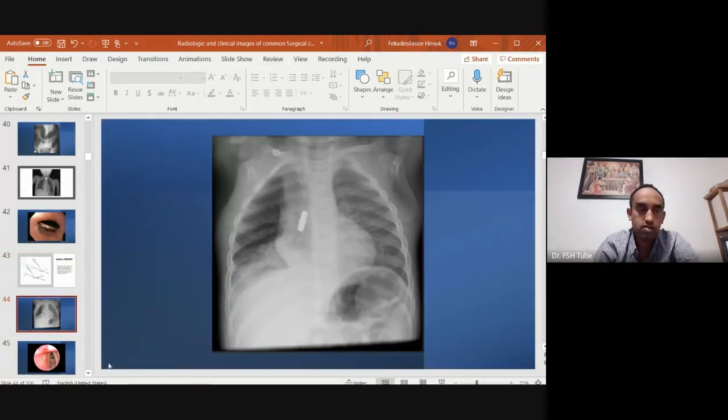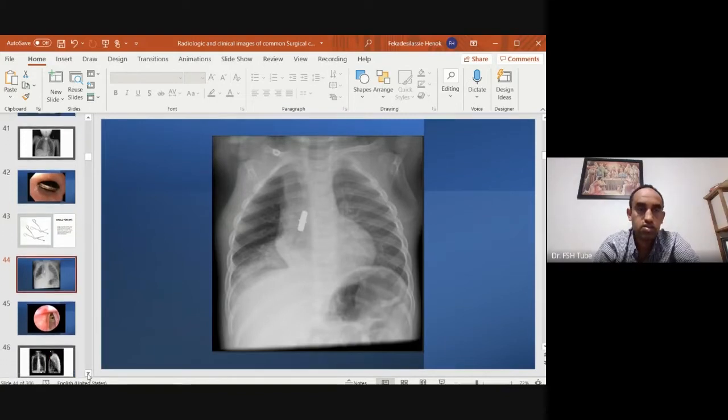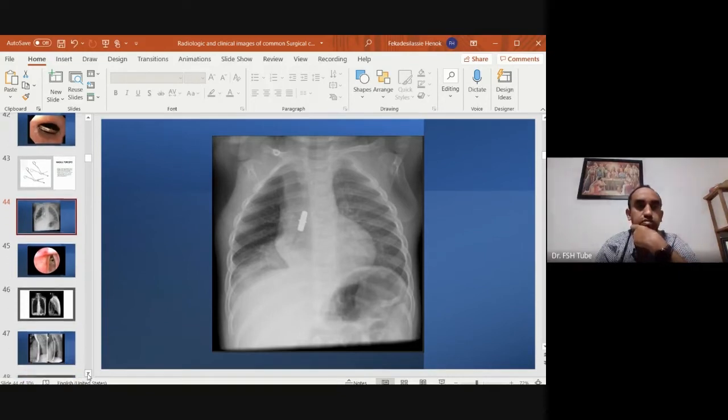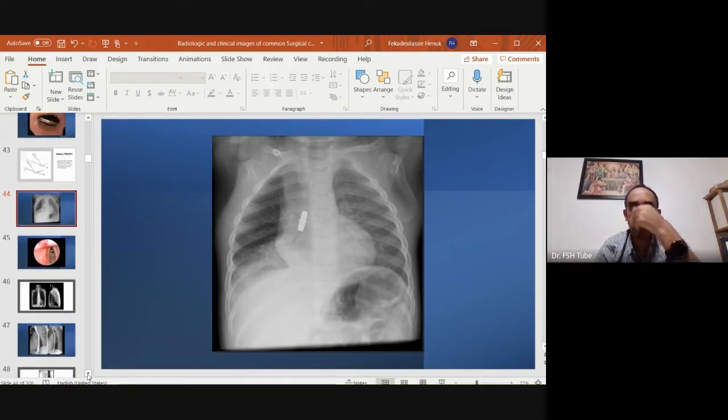What's going on here? It's for diagnosis. Foreign body aspiration. So this is most probably aspiration. Where is the foreign body? It says in the right main stem bronchus, right? This is the trachea. Around here is the bifurcation. So this is the right main stem bronchus. This is the left main stem bronchus. Something is sitting in the right main stem bronchus. That's foreign body aspiration. You have to do bronchoscopy to take it out.